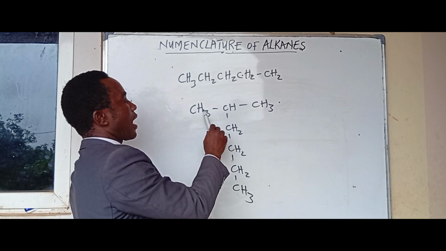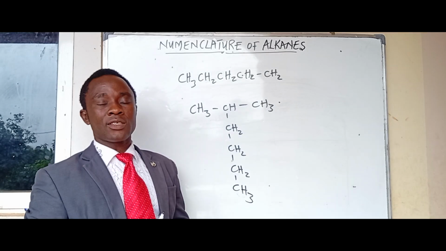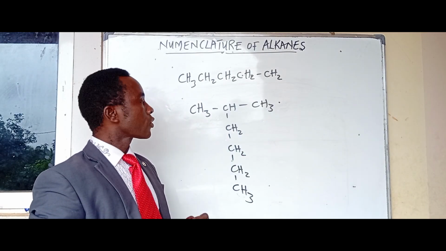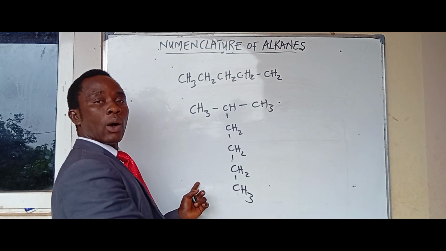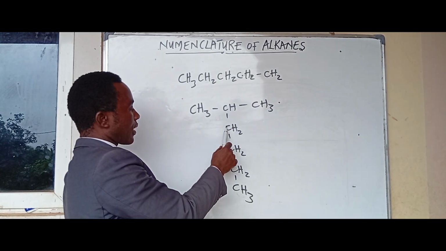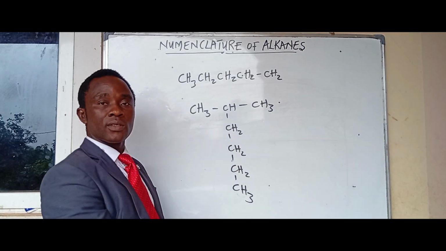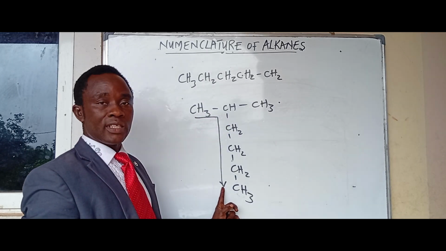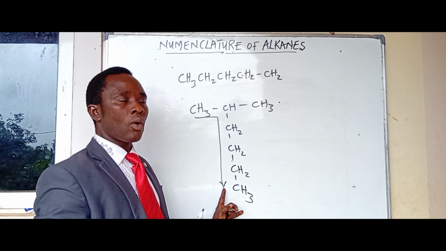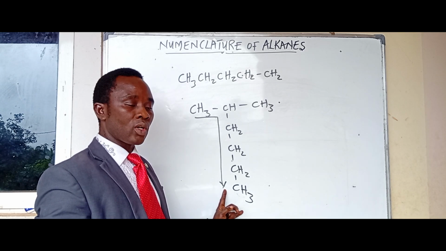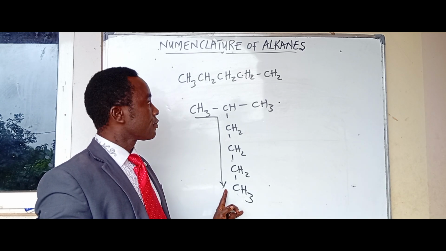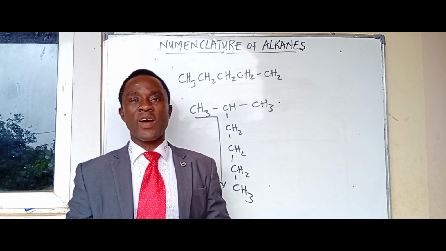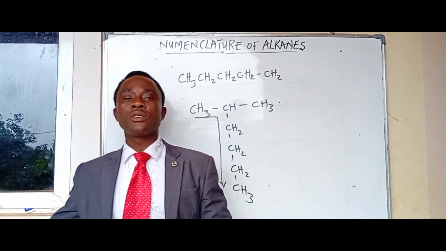If I go through this, I have 1, 2, and 3. That is to say that the number on the straight line is 3. But when we go through the other way, we'll have 1, 2, 3, 4, 5, and 6. So you agree with me that the main compound is this, because it has the longest unbroken carbon chain. So that is the parent compound. So the first thing in naming an alkane is to identify the longest unbroken carbon chain.